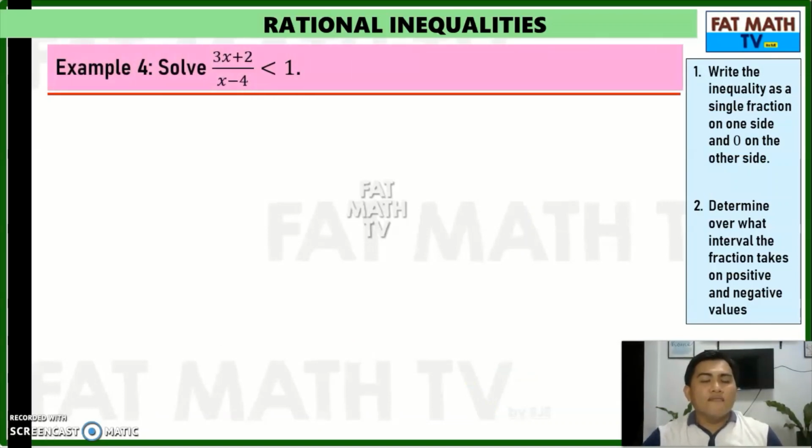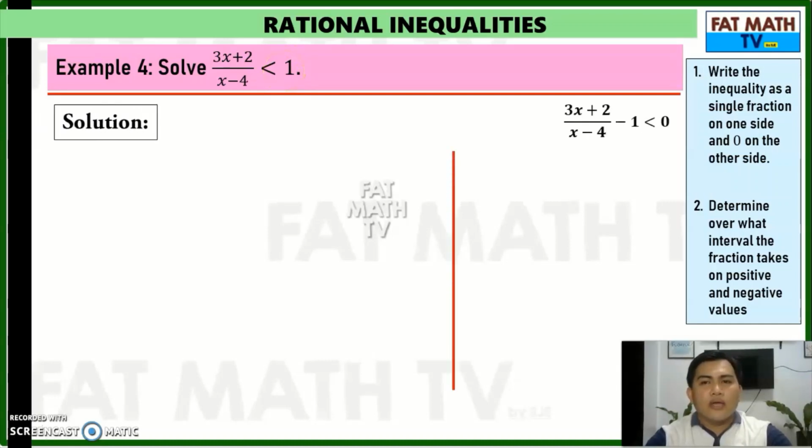Example number 4. Solve 3x plus 2 over x minus 4 is less than 1. So as what you can see, this is not yet 0 here, so we have to make this 0. So what are we going to do? Okay, we will transfer 1 to the left side. That's going to be negative 1. Or that is the same as saying by adding negative 1 to both sides of the equation, we will have 0 here. So as what this instruction says, we have to make one side a single fraction, and on the other side 0.